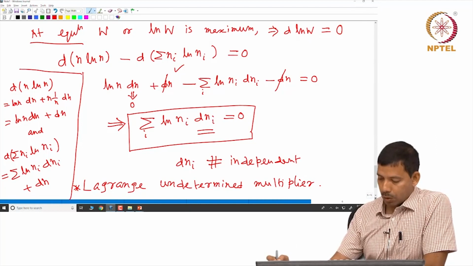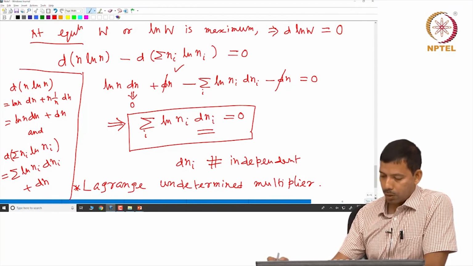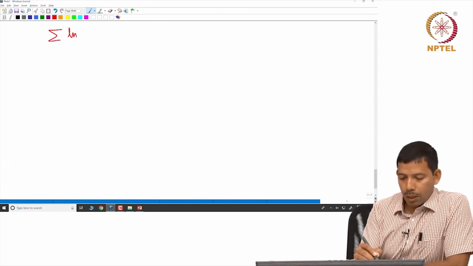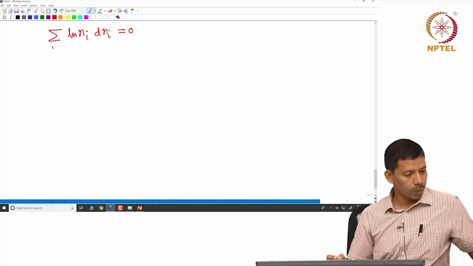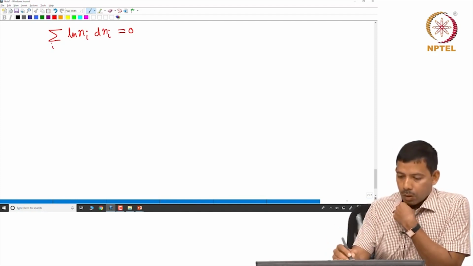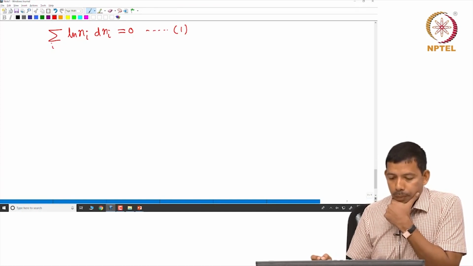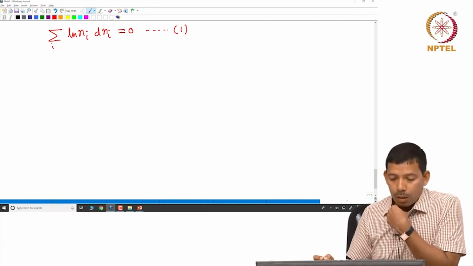So, the expression we got, sum over i ln ni dni is equal to 0. We will write it down in the next page. Sum over ln ni dni is equal to 0. This is what we got. This is expression number 1. Now, since dni is not independent, we need to apply the Lagrange method.